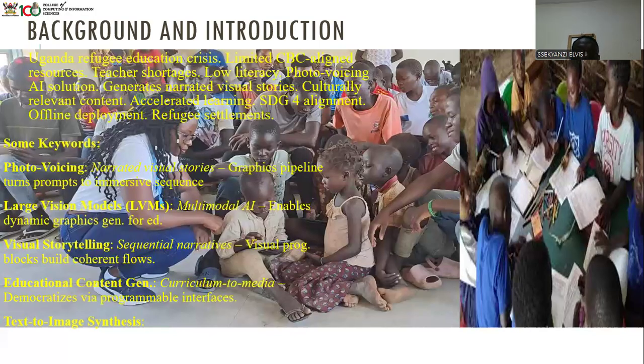Basically, it introduces a photovoicing approach where educators can input curriculum topics and the AI system automatically generates a narrated visual story in the form of images. And basically, the result is a speaking photo.